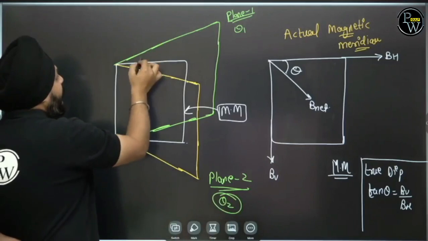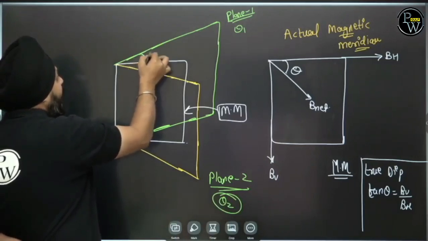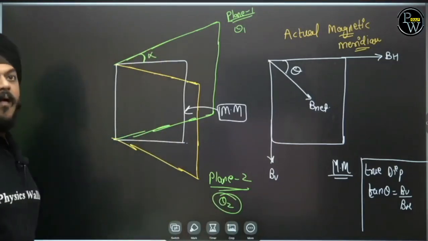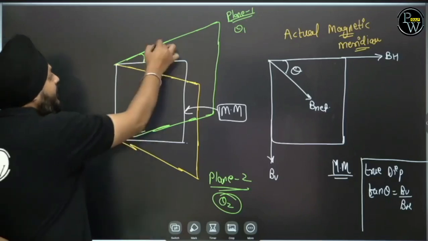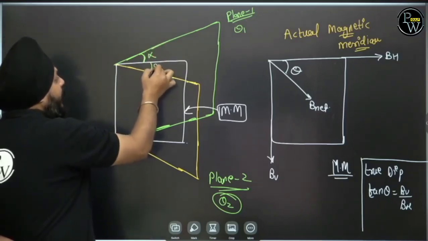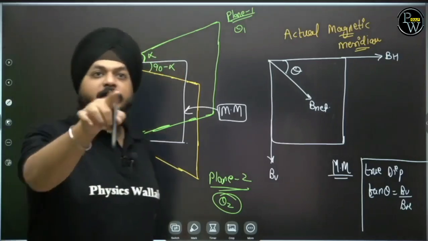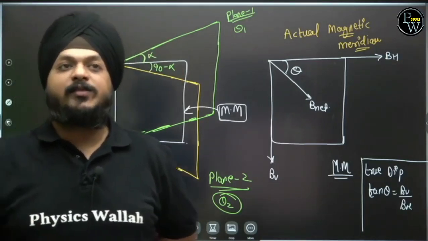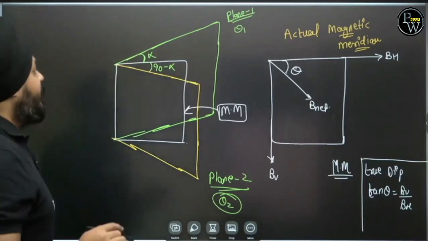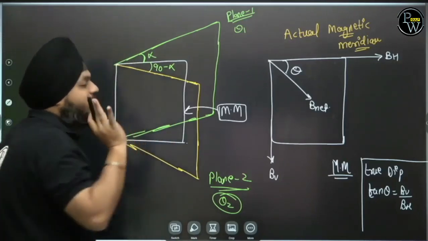Suppose one plane makes angle alpha. The total is 90 degrees, so another will make 90 minus alpha. This is all with respect to the magnetic meridian.